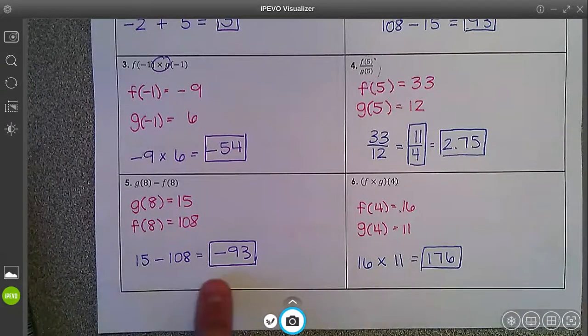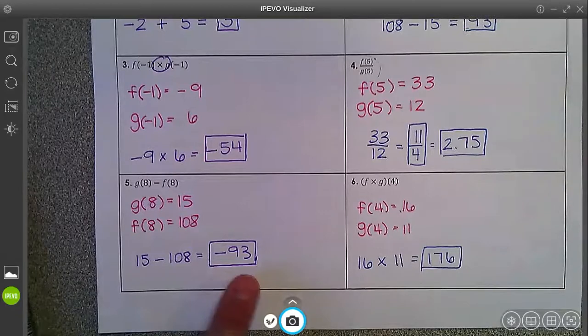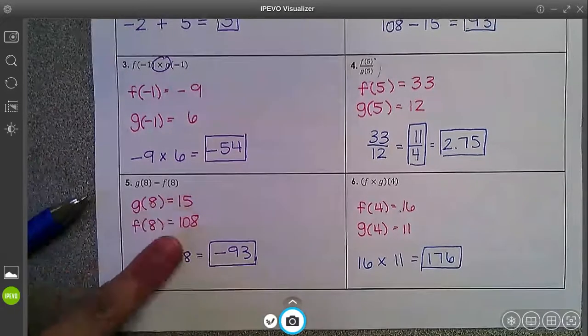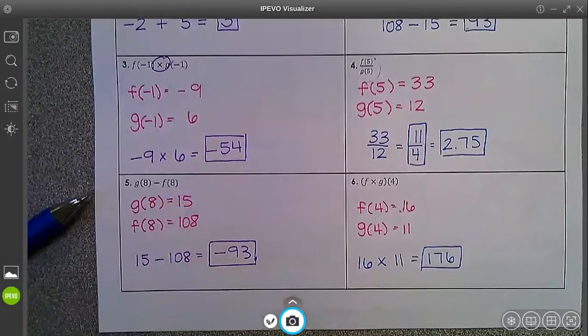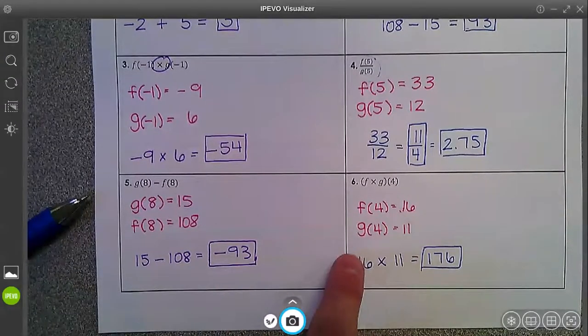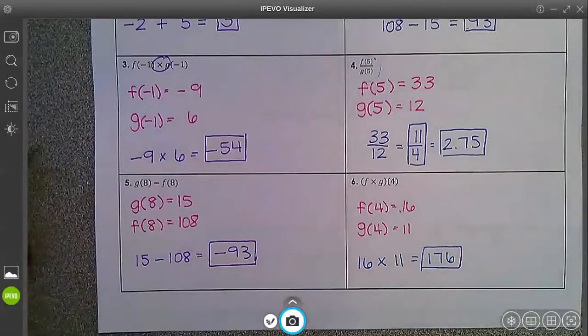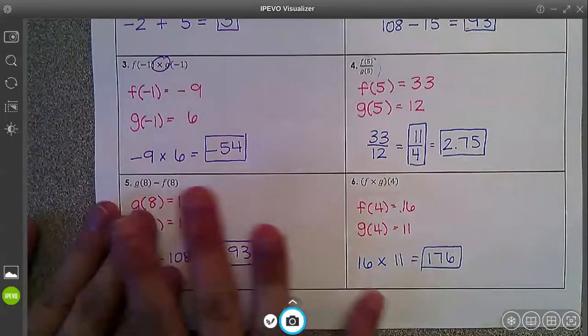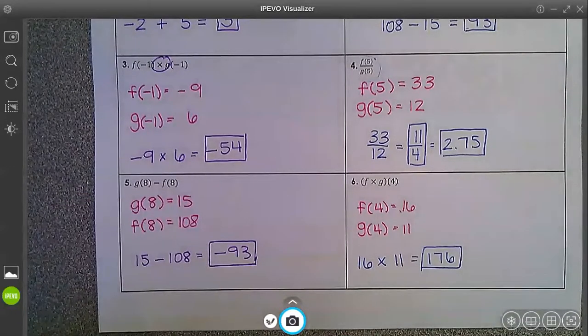So on 5 and 6, you should have gotten negative 93 on number 5. We already had 15 and 108 on number 2. The difference was the order that we subtracted. We get negative 93. And then for 6, f of 4 you should have got 16, g of 4 is 11, and you multiply the two to get 176. Are there any questions on these operations?